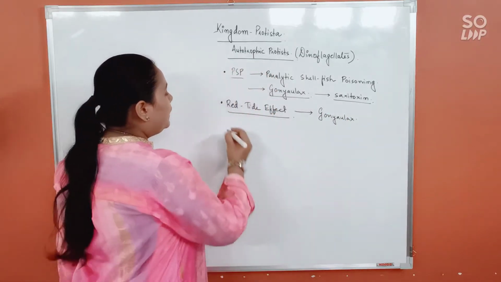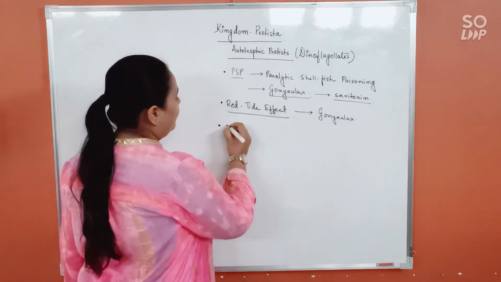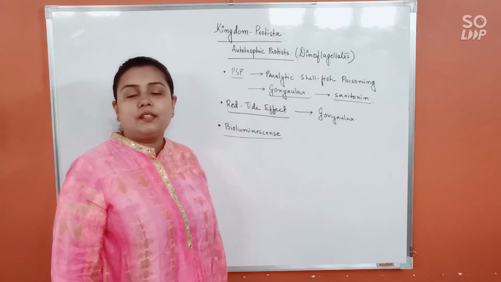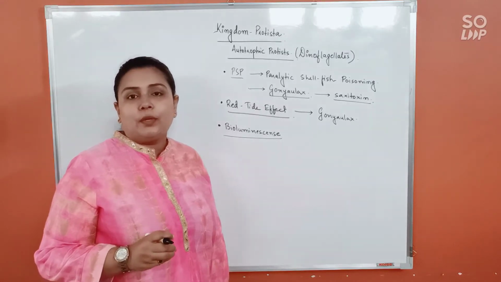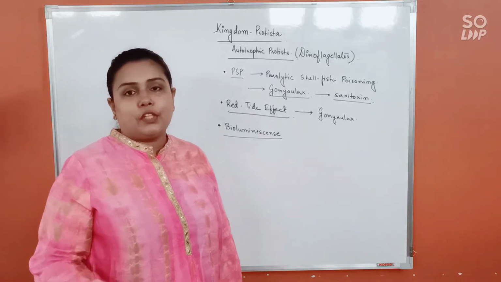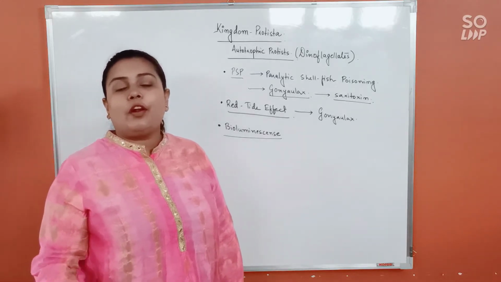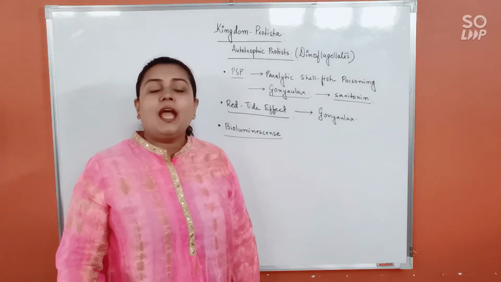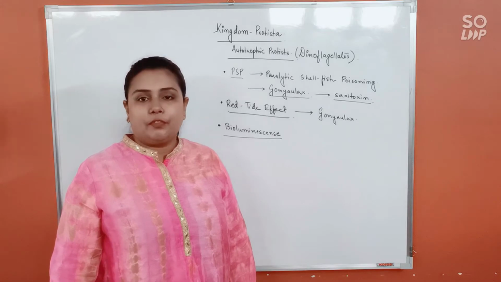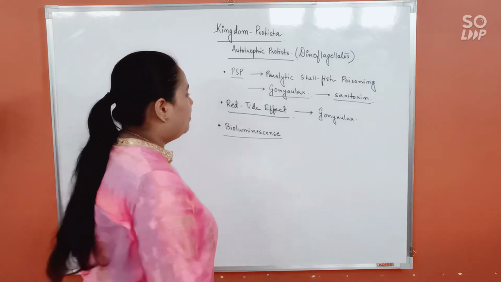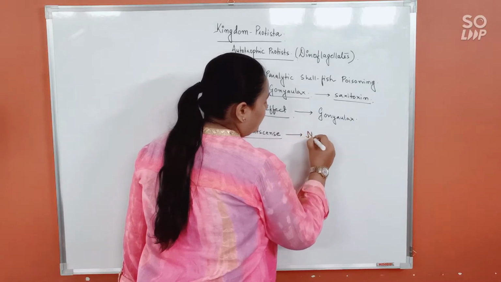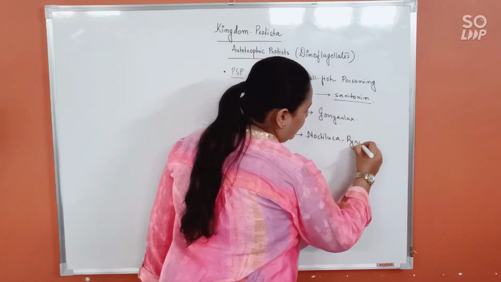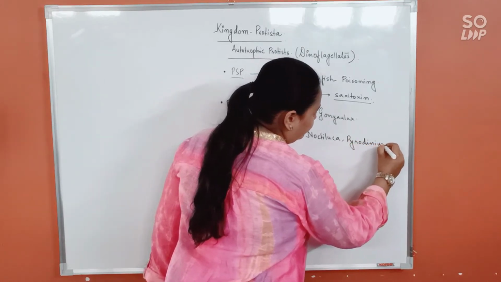So with red tide effect as well, the organism which is associated is Gonyaulax. Alright? Third and the last point about dinoflagellates is about bioluminescence. Now, bioluminescence is a kind of phenomenon in which the sea surface will glow in the dark. Why? Because there are a few members of dinoflagellates which emit light due to phosphorescence. Okay? As they emit light, they make the sea surface glow in the dark. A few examples are Noctiluca, Pyrodinium, etc.